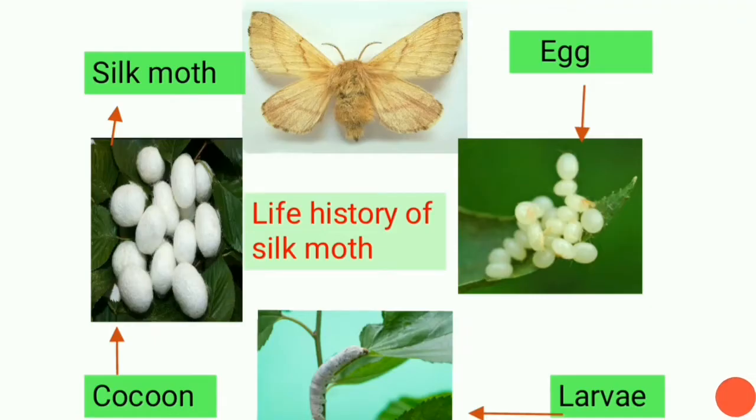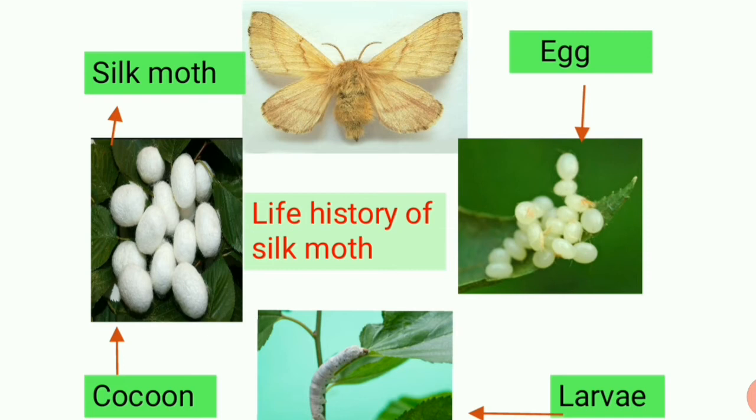Life history of silk moth. The female silk moth lays eggs. These eggs hatch and give rise to larvae called caterpillar or silkworm. Gradually, they grow in size by eating a lot of mulberry leaves and change into pupa. The pupa weaves a net to hold itself. It swings its head from side to side.